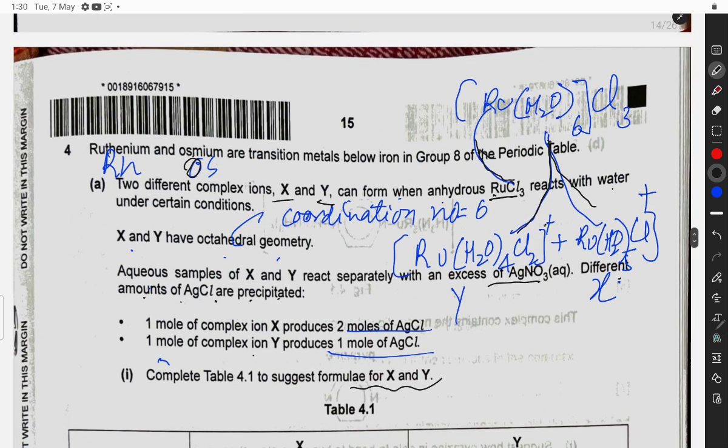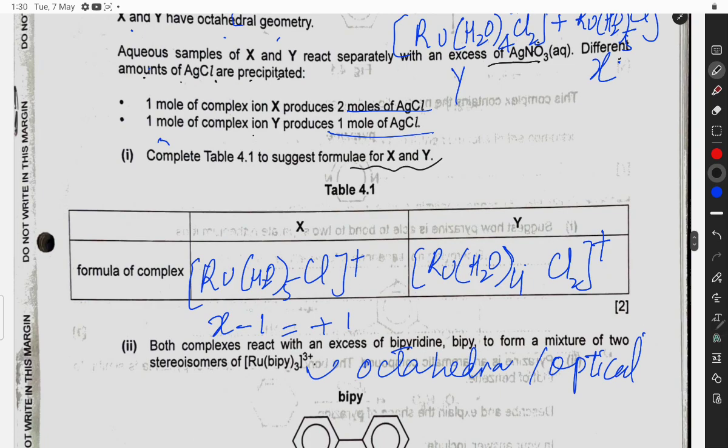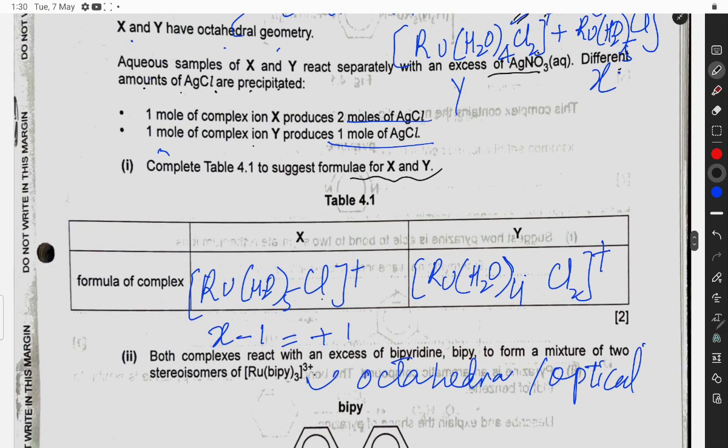So these are the products, two products are formed. One is this with Cl2 and this is plus 1. Formula of the complex: with 1 Cl and with 2 Cl. So this is the charge.